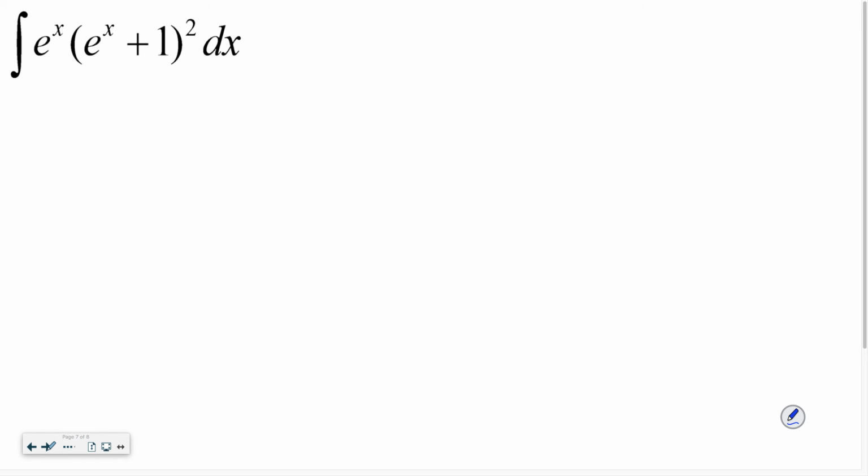Okay, now technically there are a couple different ways to go about this problem. You could multiply out that squared binomial, or we can understand that we have a composition and what is inside of our function is related to what's outside of our function by a derivative, so that would be helpful for u substitution. We could let u equal the inside, e to the x plus 1, because what's our derivative? E to the x.